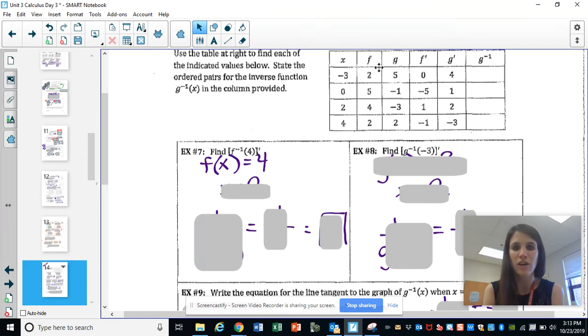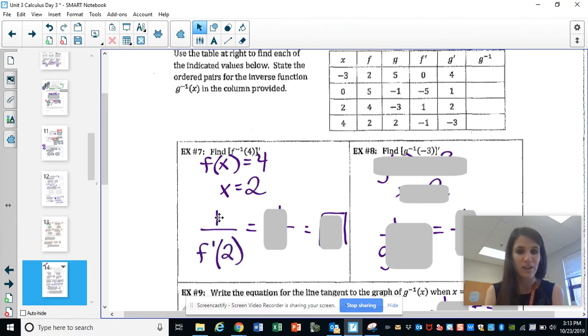Here's our f. f of x is equal to 4 right here when x is 2. What do we do with that 2? We plug it into the derivative, do 1 over the derivative at 2, which we come over here. So our x value is 2. What's the derivative? Oh, 1. So it's 1 over 1, which is equal to 1. Okay, follow the same method.